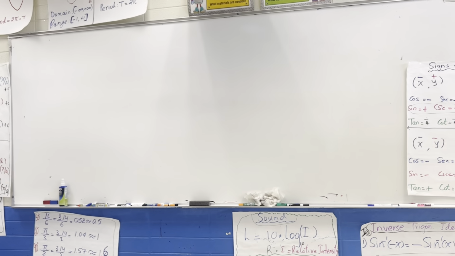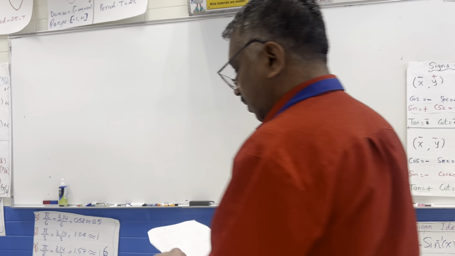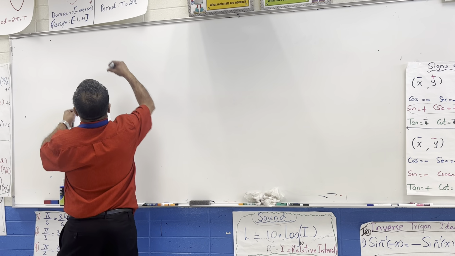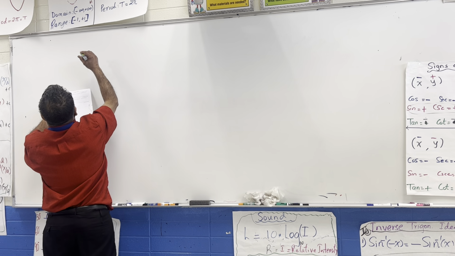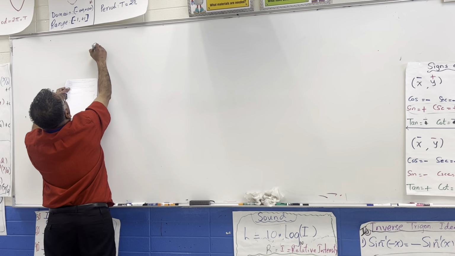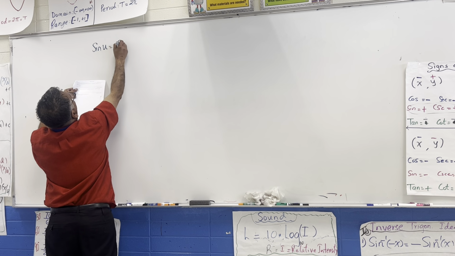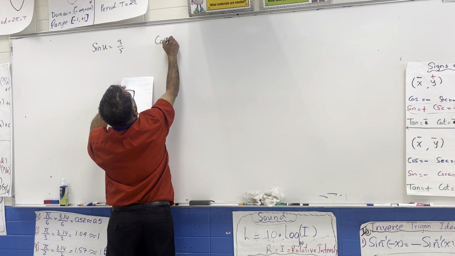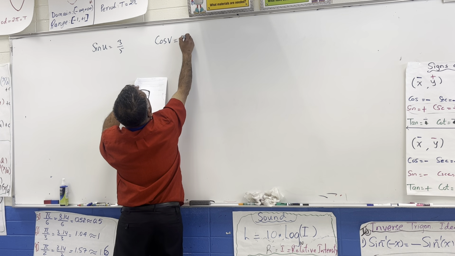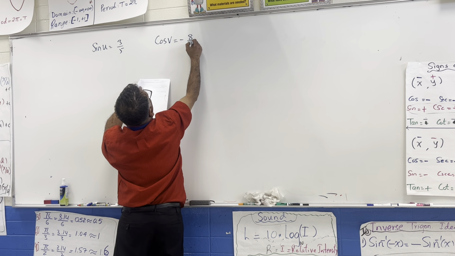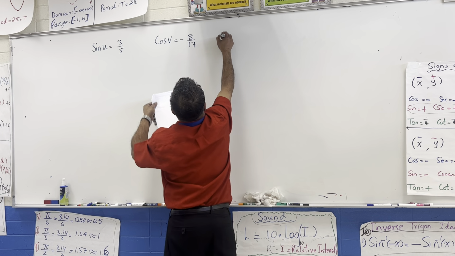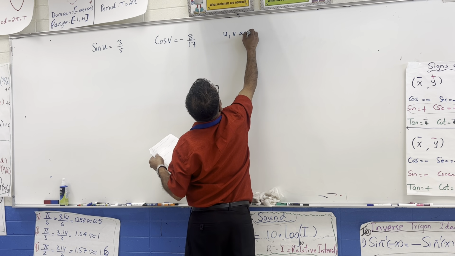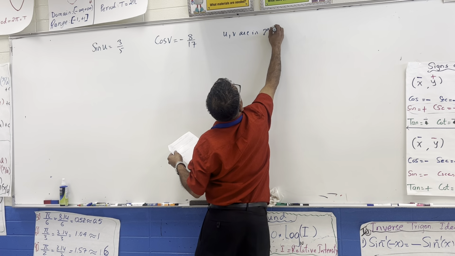Can I have your paper? I'll give you fast. So this is, oh, they gave you sine of U is 3/5, and cosine of V is negative 8/17, right? Both U and V are in the second quadrant.